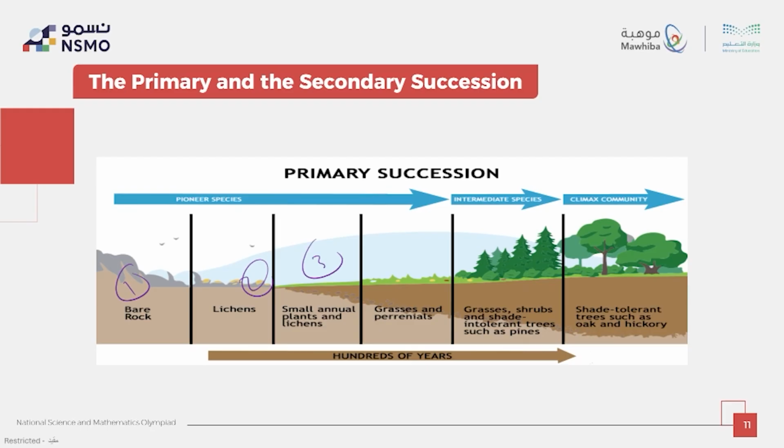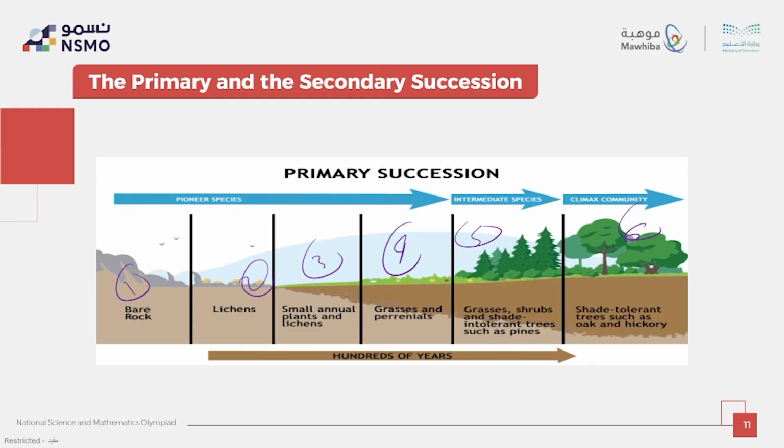Stage number 3, small plants and lichens. Small annual plants start growing along with lichens as thin soil develops. Stage number 4, grasses and perennials. More soil forms, allowing grasses and long-living plants to grow. Stage number 5, grasses, shrubs, and shade-intolerant trees, intermediate species. Shrubs and trees that need sunlight begin to grow, like pine trees. And stage number 6, climax community, mature forest. A stable forest forms containing shade-tolerant trees such as oak and hickory.